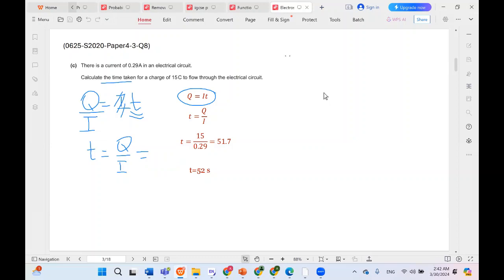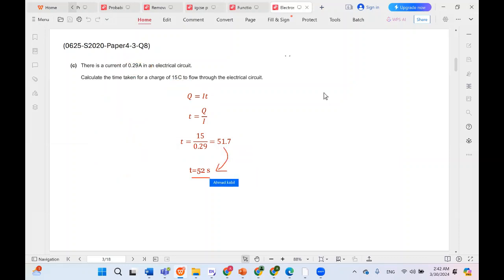So Q is the charge measured in coulombs. So this is equal to 15 divided by the current, which is 0.29. And we simply divide 15 by 0.29, and we get 51.7. Of course, we like to approximate to two significant figures. So 51.7 becomes 52 seconds.